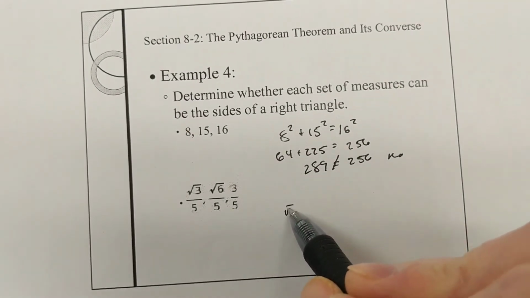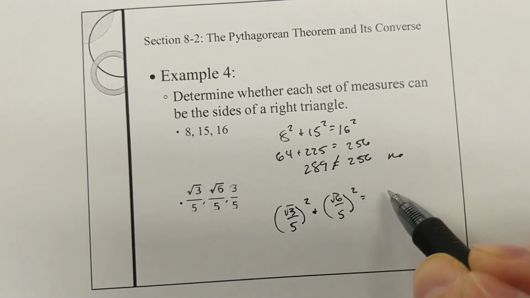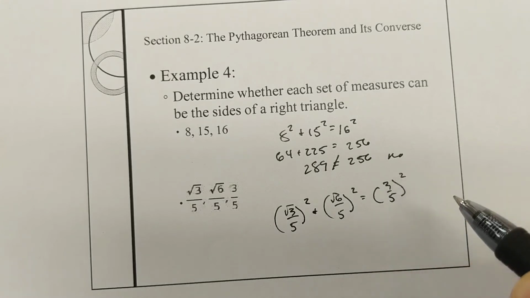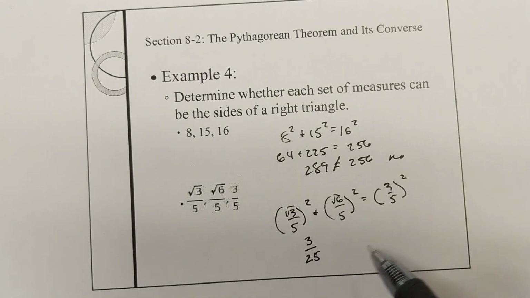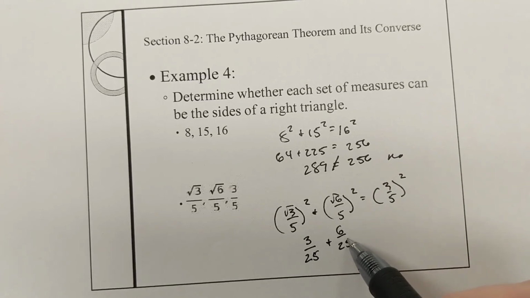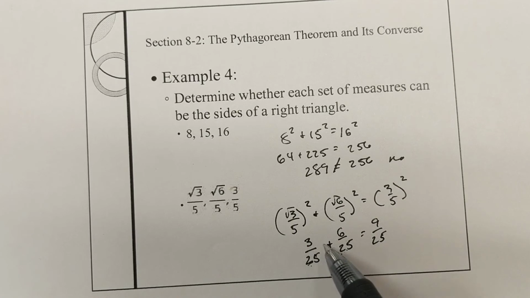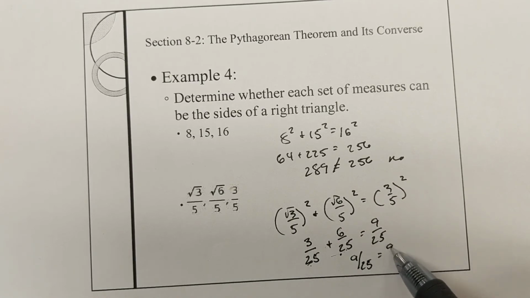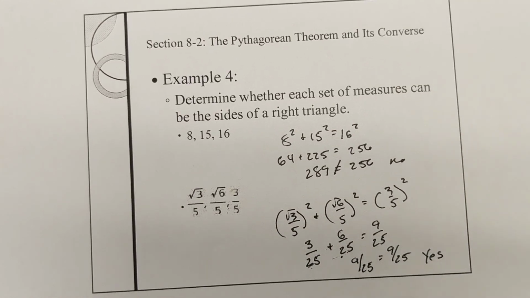So down here, root 3 over 5 squared plus root 6 over 5 squared equals 3 over 5 squared. Now when you square a fraction, you square the top and bottom separately. So on the top, root 3 squared is just 3, the root cancels the squared, and on the bottom you'd have 25. Here, that's going to be 6 over 25. And this is going to be 9 over 25. When you add fractions, you have to have a common denominator, and if that's true, which it is, you can just add the numerators. 3 plus 6 is 9. 9/25 equals 9/25. So yes, the second one is a right triangle. Not a Pythagorean triple, though, because these are not whole numbers. They are fractions. That's the end of this section.